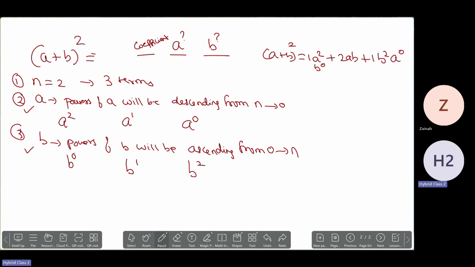And how are we going to get the numbers? 1, 2, 1. Now, how you are going to get the numbers means, we have many methods to get a coefficient. One of the ways you can use is Pascal's triangle. What is Pascal's triangle?